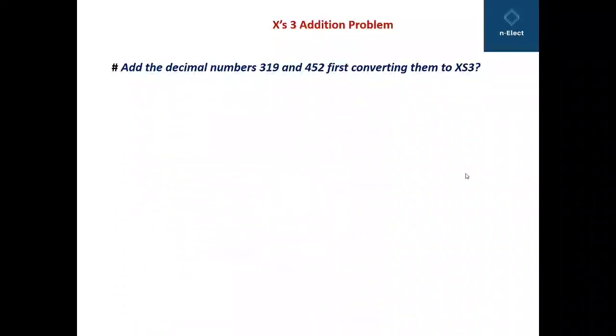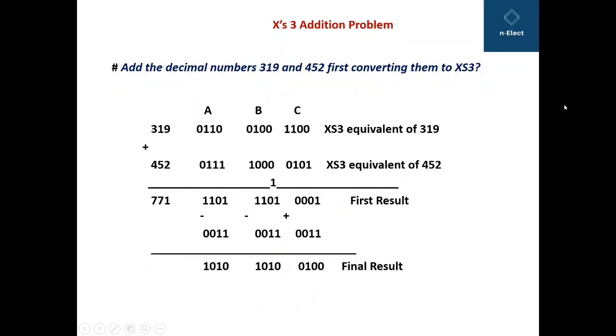The last example which we are going to see about XS3 addition: add the decimal numbers 319 and 452, first converting them to XS3. Here the numbers given are 319 and 452. XS3 code of 3 is 6, that is 0110. XS3 code of 1 is 4, so this is 4. XS3 code of 9 is 12, that is 1100. Similarly for 4 it is 7, for 5 it is 8, for 2 it is 5.